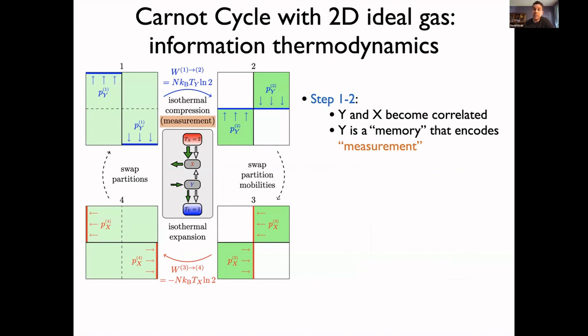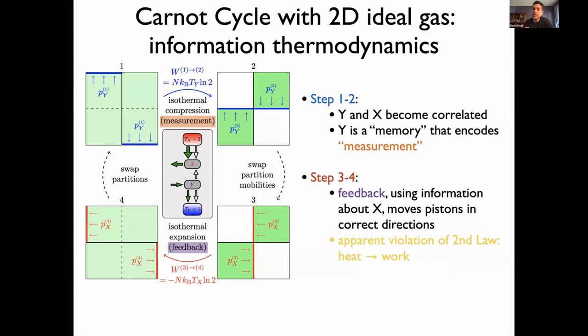Y you can think of as a memory that's encoding a measurement of X. And then in step 3 to 4, you're taking advantage of that measurement. You're using information about X encoded in Y to apply feedback and move the pistons in the appropriate direction, leading to an apparent violation of the second law. So this is kind of a Szilard engine analog.